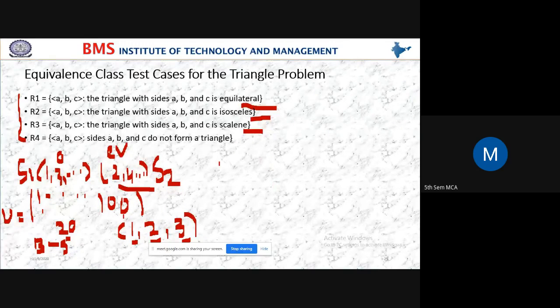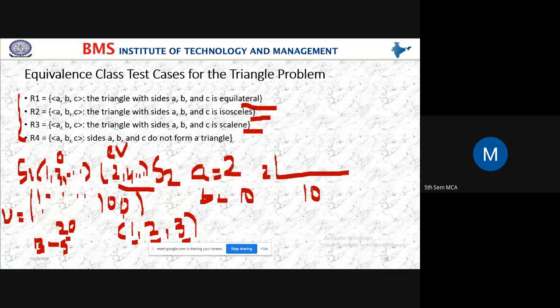Why? We have seen the example also. I'll take A equal to 2 centimeter, B equal to 10 centimeter, and C equal to 1. Yes, students, though I have the 3 values A, B, C, using these 3 values, am I able to make a triangle?